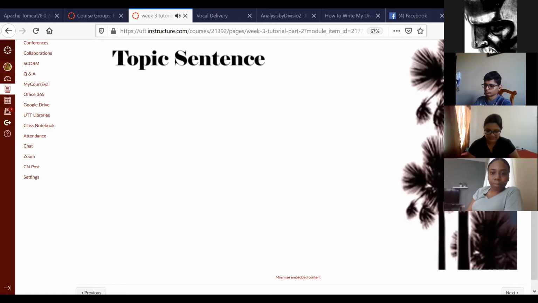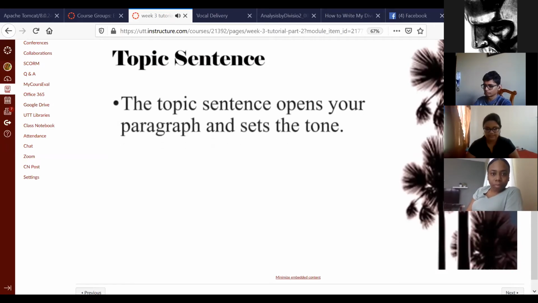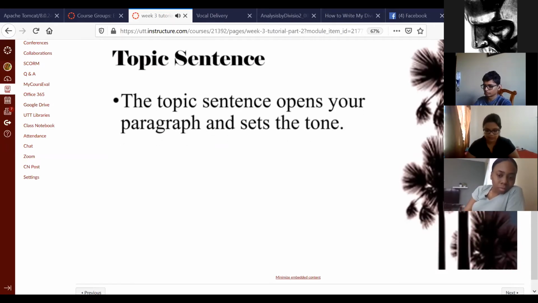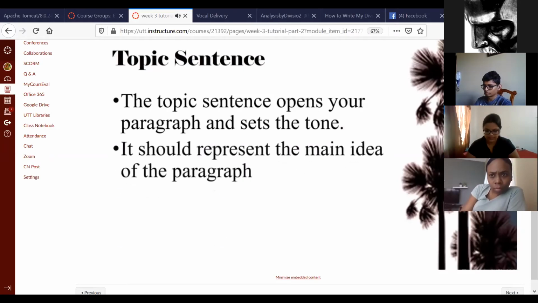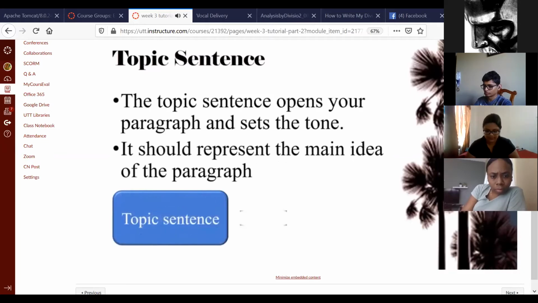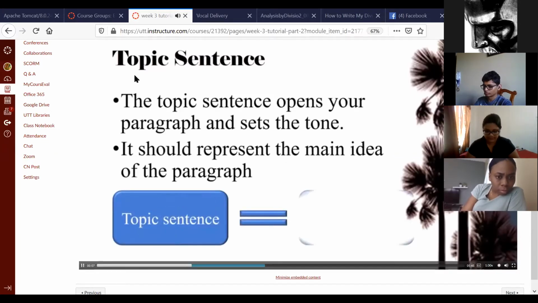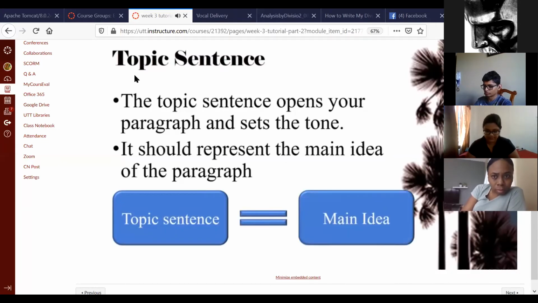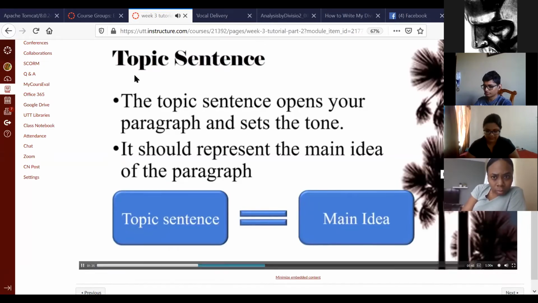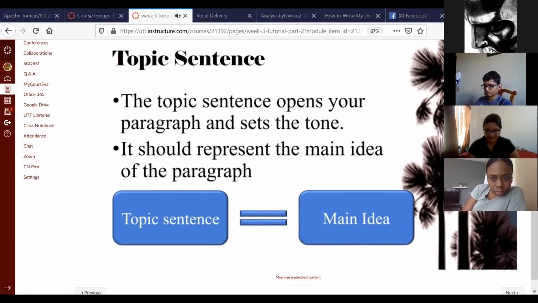Let's look at the topic sentence. The topic sentence opens your paragraph and sets the tone. It should represent the main idea of the paragraph. Note that a paragraph has one main idea.